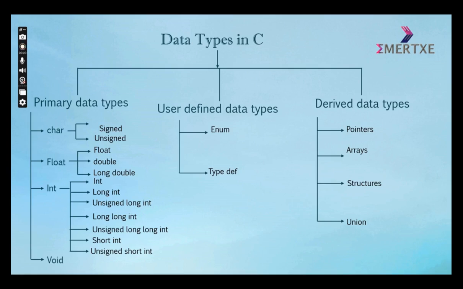Then coming to the derived data types, they are divided into four types: pointers, arrays, structures, and unions. Pointers hold memory addresses. Arrays store multiple elements of the same type. Structures are used to group different data types. Unions are similar to structures but with a shared memory for members.